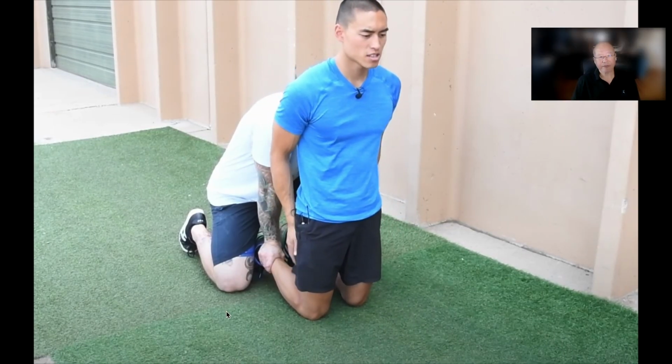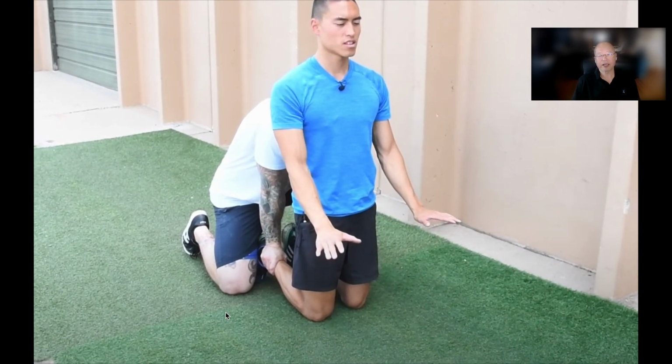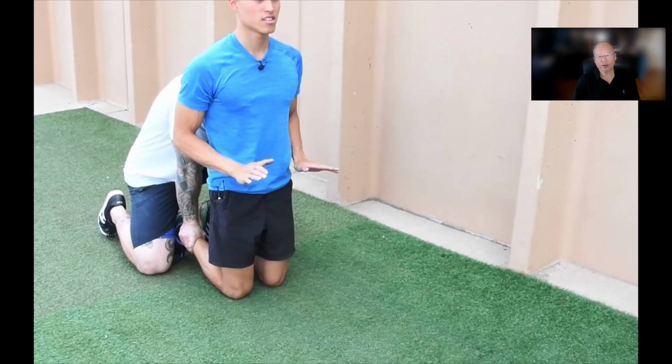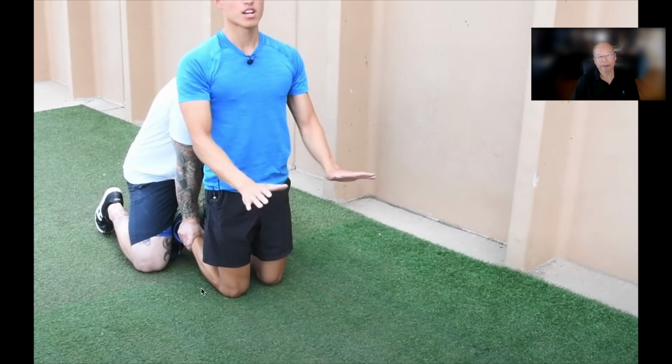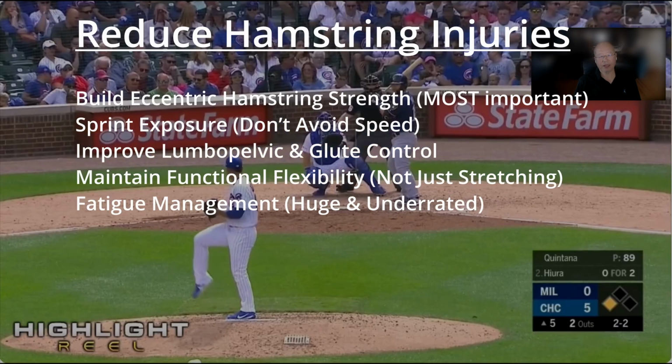There's a variety of rehabilitation exercises that you and your athletic trainer can undertake to reduce hamstring strains. Here, Chris is demonstrating a Nordic hamstring curl, which is an eccentric strengthening exercise. In addition, you can practice sprinting so that you're less likely to get injured during competition. For flexibility, you can improve lumbopelvic and glute control, as well as maintain functional flexibility. In addition, fatigue management is key because overtraining can lead to hamstring injuries.